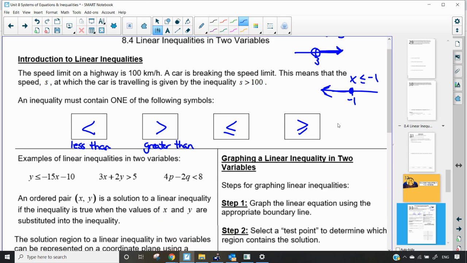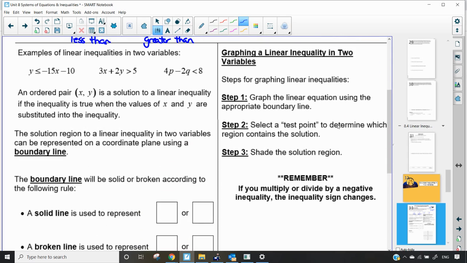Now we're going to be moving on and talking about linear inequalities in two variables, meaning that we're going to have two variables in our inequality. So some examples, we have y is less than or equal to -15x minus 10. 3x plus 2y is greater than 5. And then we have 4p minus 2q is less than 8. Notice that in all cases we have inequality signs and not equal signs.